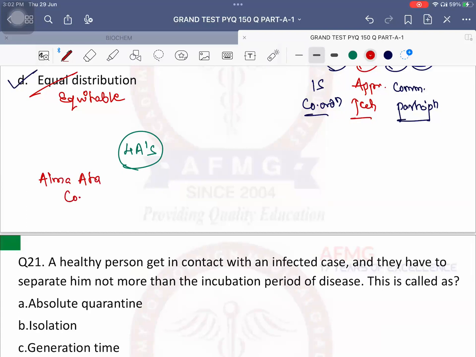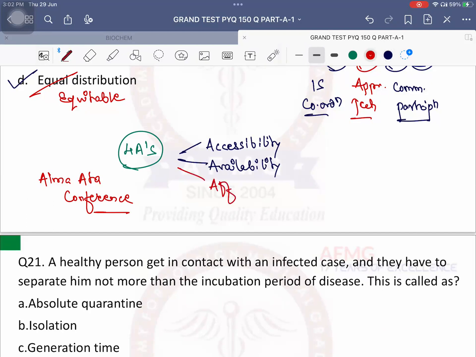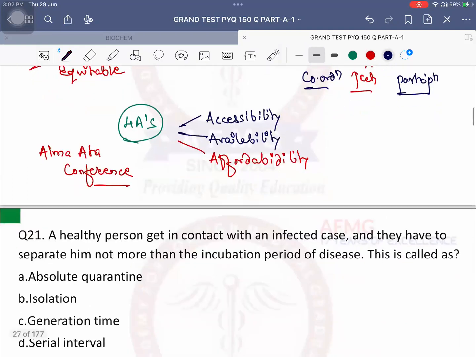Given in which conference? Alma-Ata Conference of 1978. And what are those 4 A's? First is accessibility. That means the primary healthcare should be accessible to each and everyone in the society. Second, it should be available to each and everyone in the community. Next, it should be affordable to the rich as well as the poor in the community or your country.